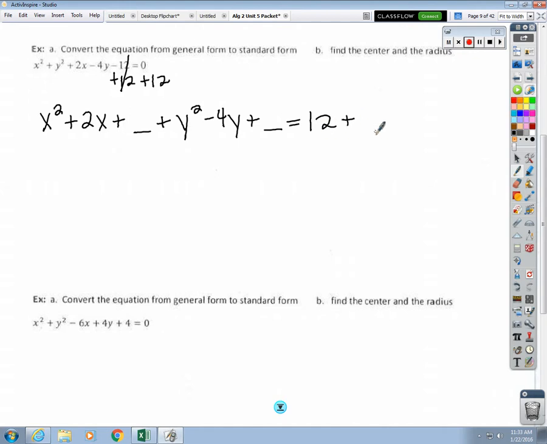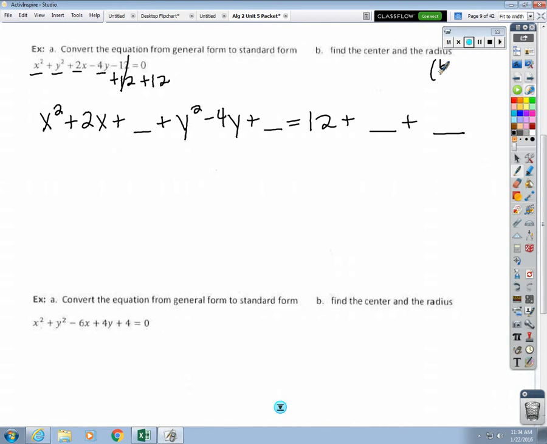You just got to be careful and make sure you check everything. Let's see, x squared plus 2x, that covers those two, plus a blank, plus y squared minus 4y plus a blank, and then equals positive 12 plus 2 more blanks. Okay, now, what formula helps us fill in the blank?